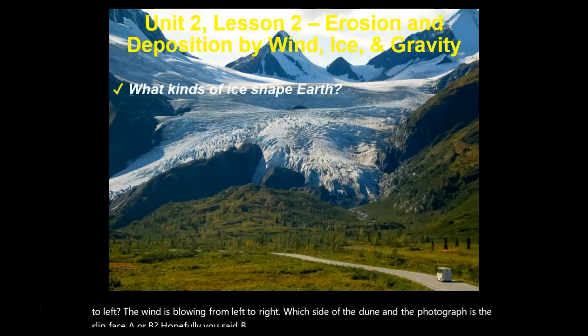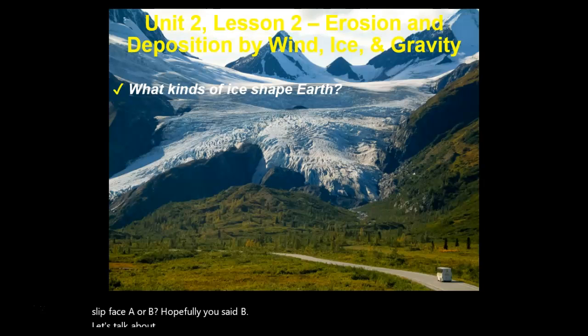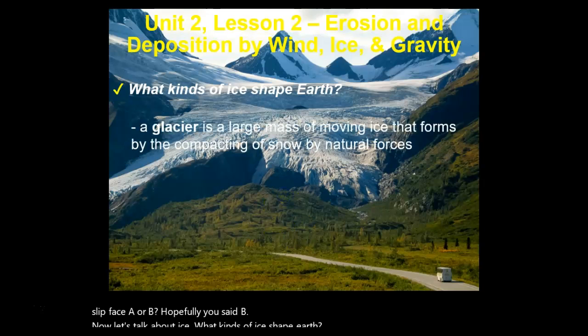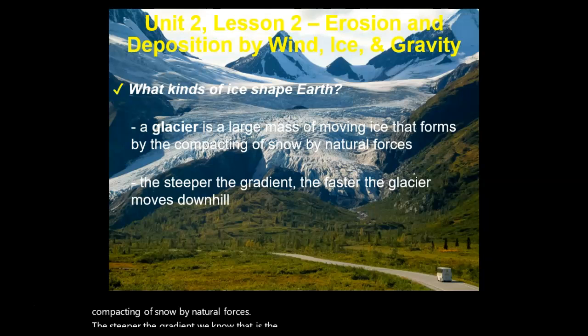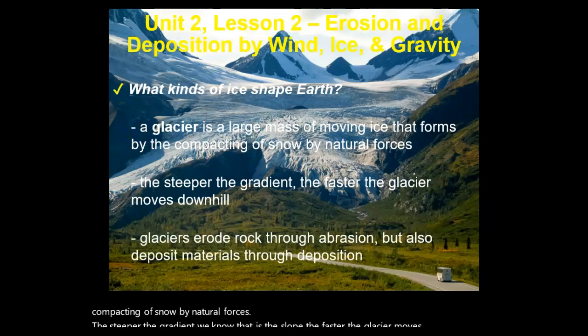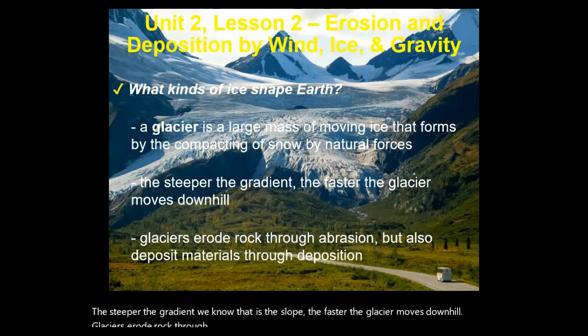Now let's talk about ice. What kinds of ice shape Earth? Do you know what a glacier is? A glacier is a large mass of moving ice that forms by the compacting of snow by natural forces. The steeper the gradient, we know that is the slope, the faster the glacier moves downhill. Glaciers erode rock through abrasion, but also deposit materials through deposition.